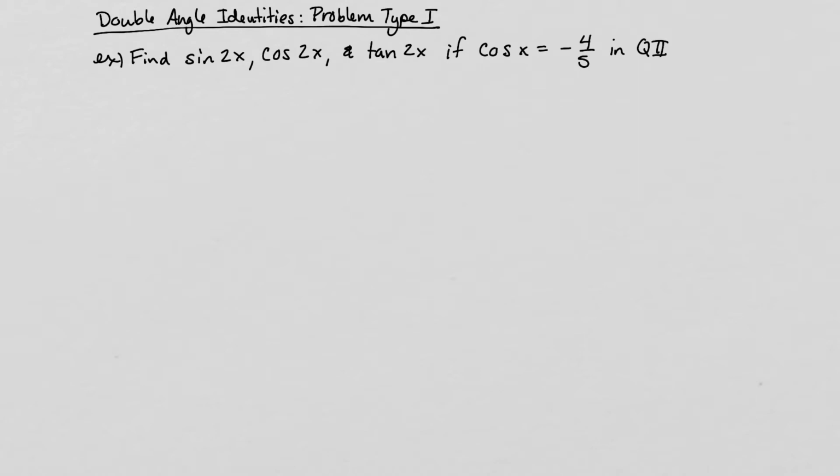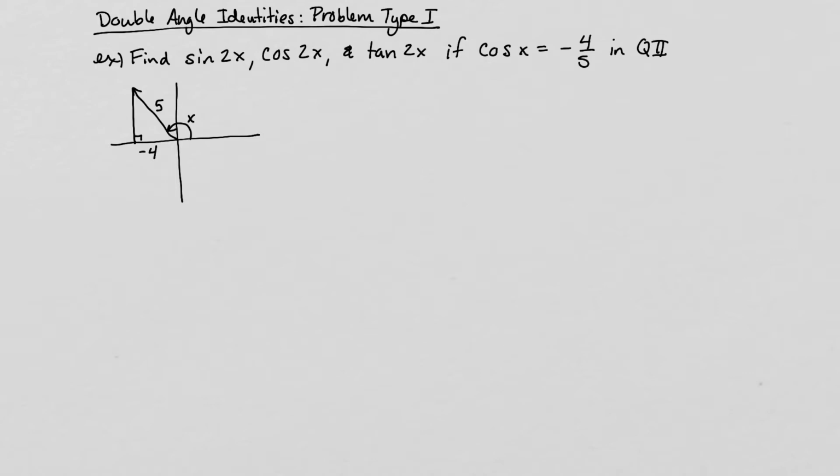Before I even do the problem, I'm going to take care of drawing my angle and figuring some stuff out about that. So I know I have an angle x and that it's sitting in quadrant 2. So this is my angle x. If I were to make that reference triangle, I know the cosine is negative 4/5. So we're going to have a 4 and a 5. This would be a negative 4 because it's on that negative side of the x-axis.